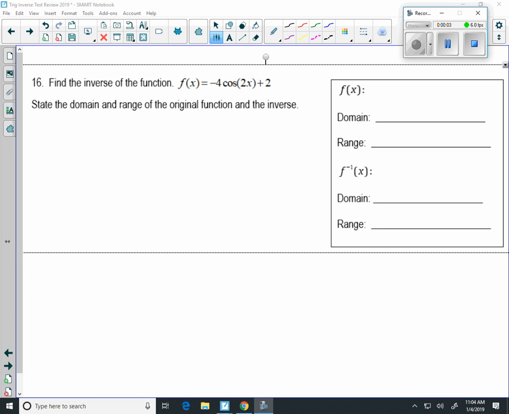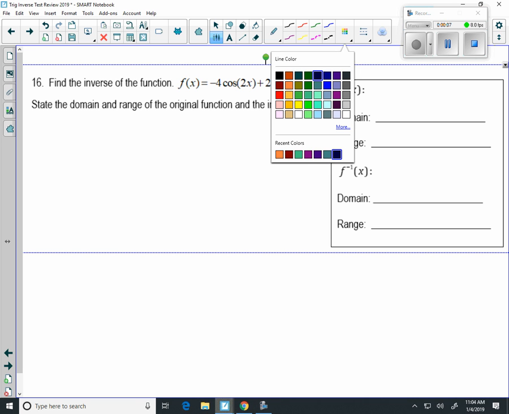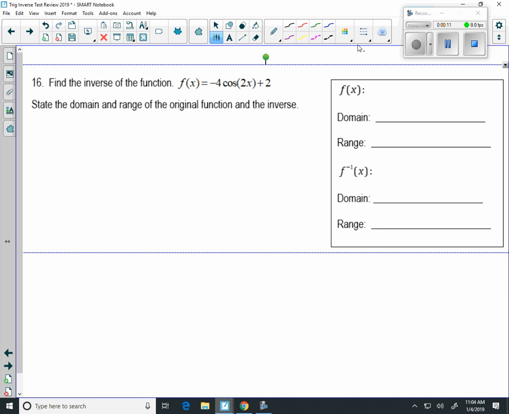Okay, so find the inverse of the function and state the domain and range. So our original function is a cosine function here, and we're going to be working with finding the inverse. So it might be easiest to just state the domain and range first. Here, the domain of cosine is negative infinity to infinity.